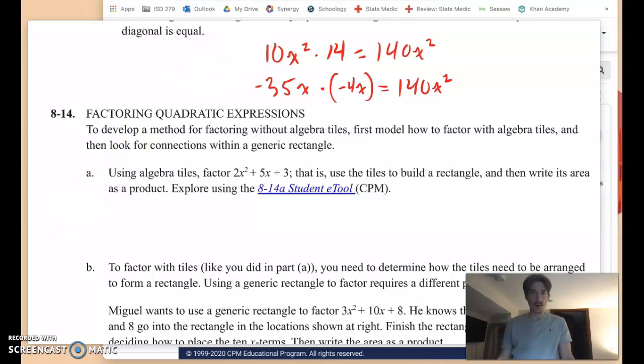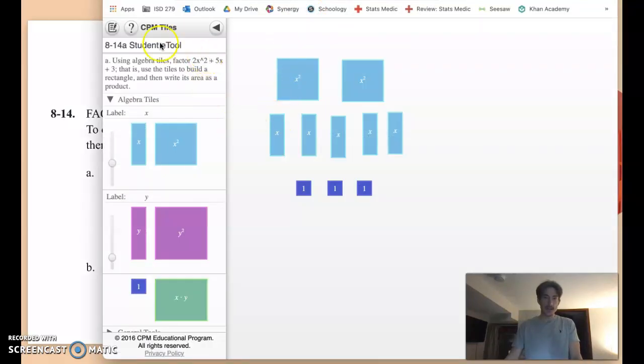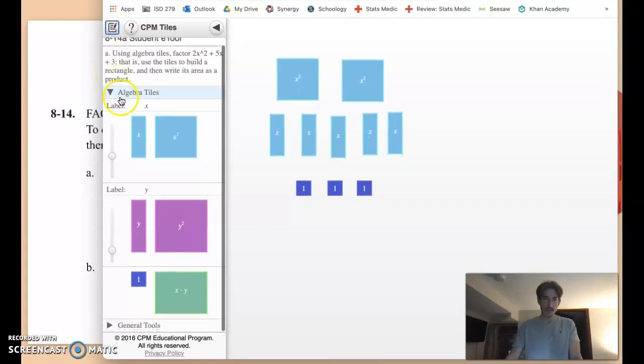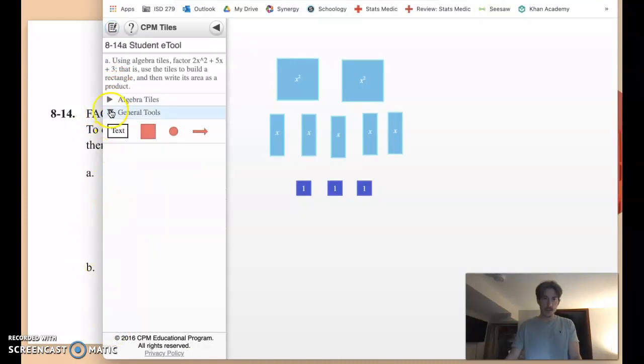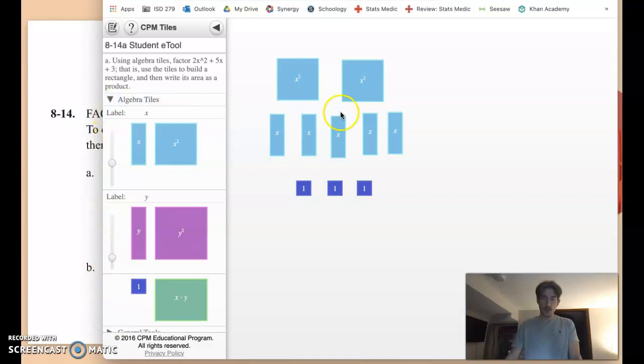Watch how this works out here, and I'm going to use this e-tool here, and this is a clickable link. We're going to factor 2x squared plus 5x plus 3, and we're going to look for connections in that generic rectangle. So I click it, here I go, and the only thing that I'm going to modify here is... it's not going to allow me to modify that background.